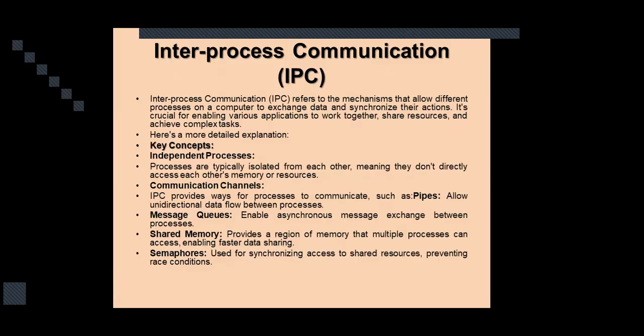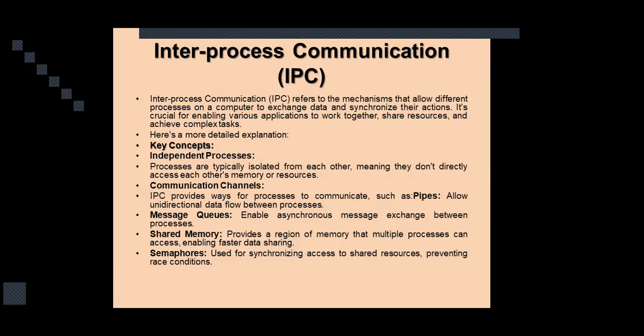Communication channels provide a way for processes to communicate, such as pipes, which allow unidirectional flow of data or packets between the processes. Message queues enable asynchronous message exchange between the processes. Then we have shared memory. With memory sharing, multiple processes can share and access memory for faster data sharing or faster data transmission.